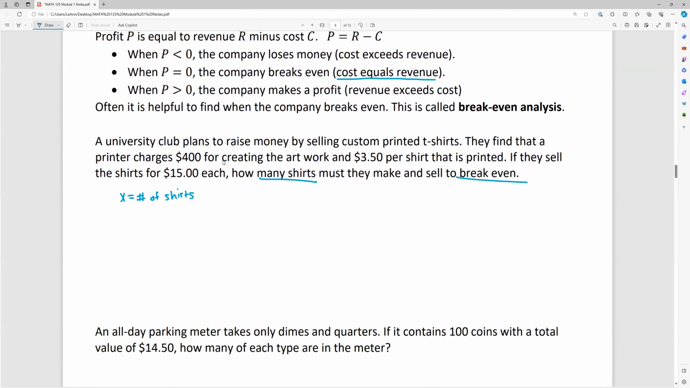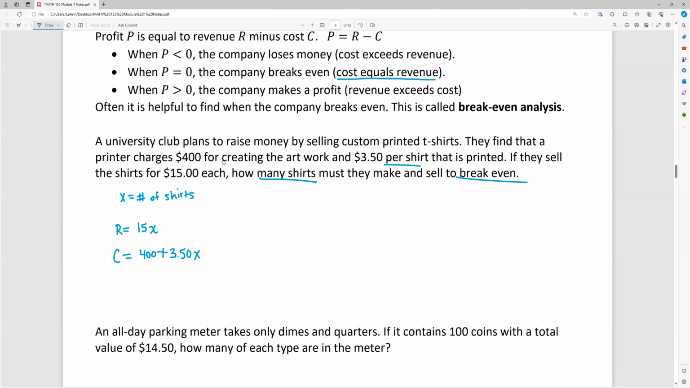Okay. Our revenue is usually an easier equation. That's what they're selling it for. So that's $15 for every shirt. The cost is going to be what they had to do to get it made. So they had to pay $400 up front just to get an artwork design. Plus every shirt that they create, the printer is going to charge them $3.50 per shirt. So notice that per shirt, that's why we have the X there.